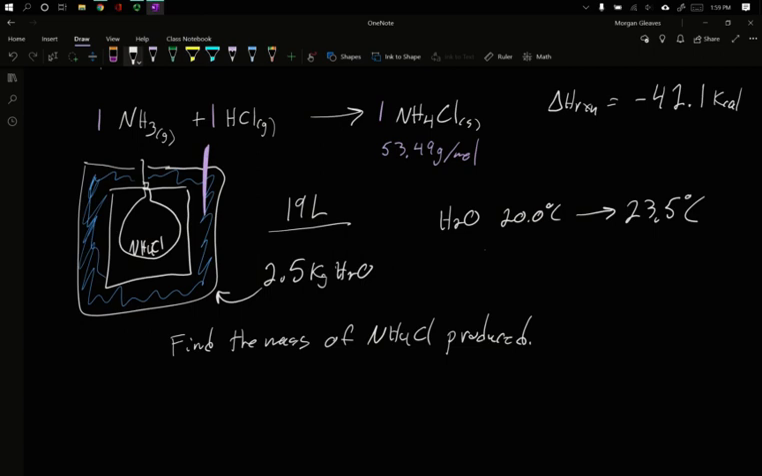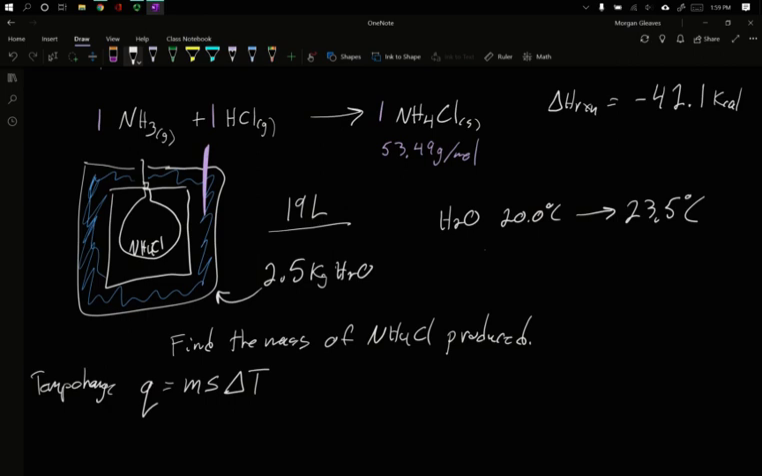Well, we assumed all the energy went into the water. So my change in energy of the water must equal the energy of the reaction. So my mass times my S times my delta T. This is how we find the energy of a temp change. And all that energy came from the reaction.